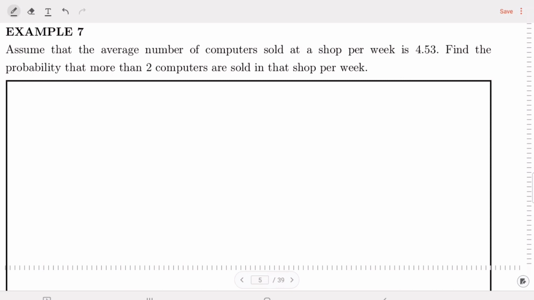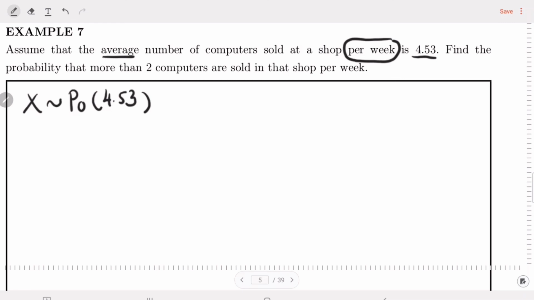Example 7. Assume that the average number of computers sold at a shop per week is 4.53. Find the probability that more than 2 computers are sold in that shop per week. We know that it follows the Poisson distribution since we're given per week in the sentence. So we can write it as X tilde Poisson(lambda). Average equal to 4.53. It means that our mean, or lambda, is equal to 4.53.